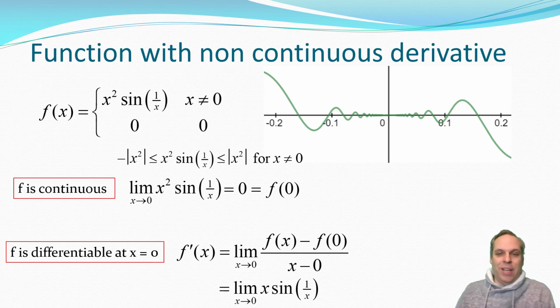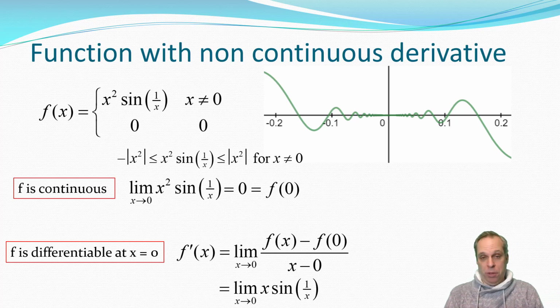Using essentially the same trick as before, you can show that this particular function, x times the sine of 1 over x, is trapped between two functions that are both going to 0. I'll leave that to you to figure out. But then, at that point, since those two functions are going to 0, by the squeeze theorem, this limit is also 0. So that means the derivative exists at 0, and it's 0.